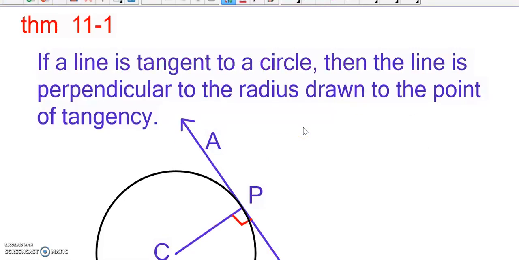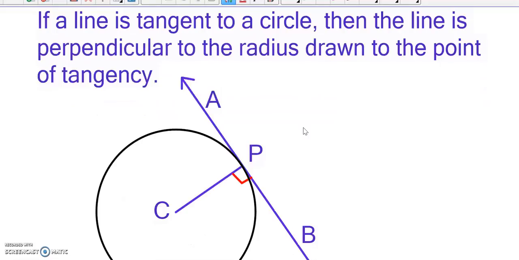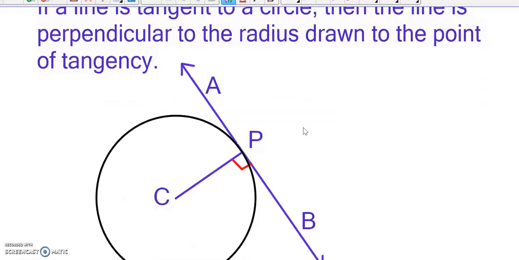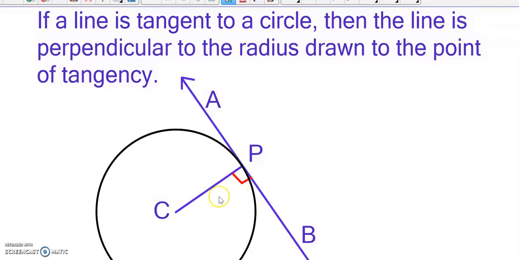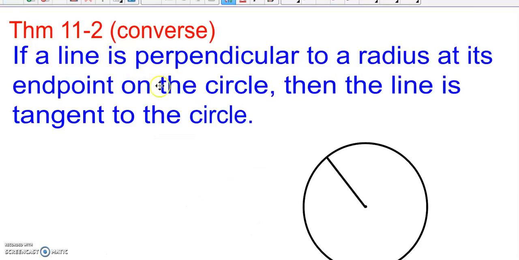So the first theorem we know is that if a line is tangent to a circle, then that line is perpendicular to the radius. So you see right here, you've got a radius. This is circle C, with C being the center point, and the point of tangency is at P here. These two lines will make a right angle. So that's the thing that's always going to happen. Anytime you've got a line of tangency, if you connect it to a radius at the point of tangency, you get a 90-degree angle.